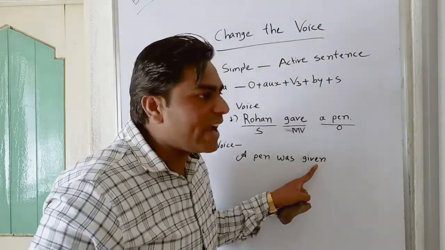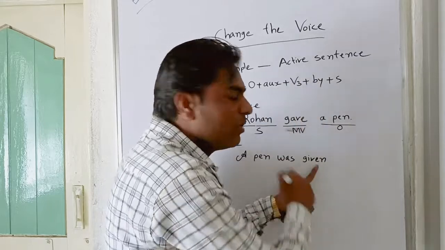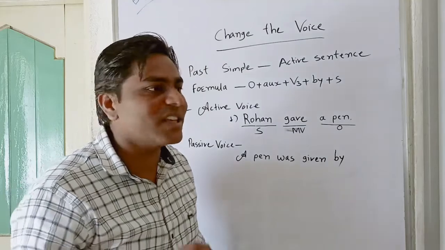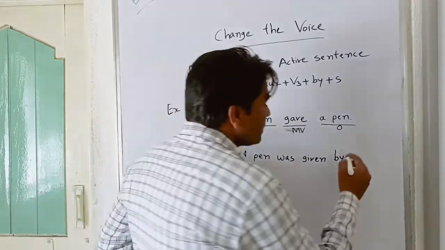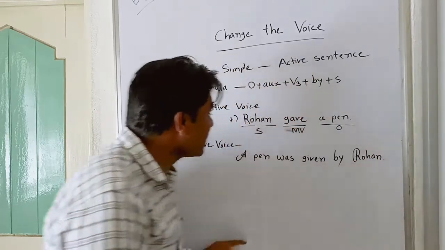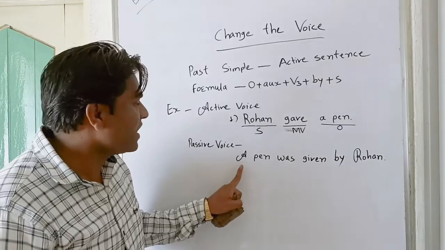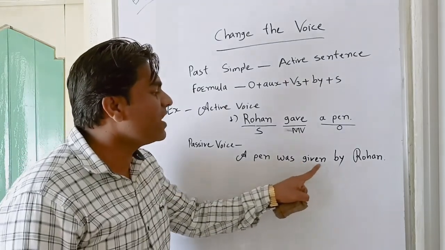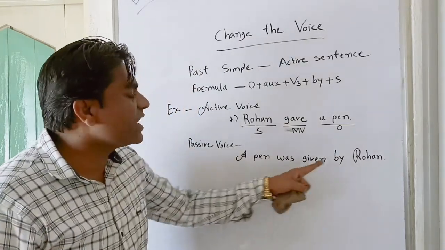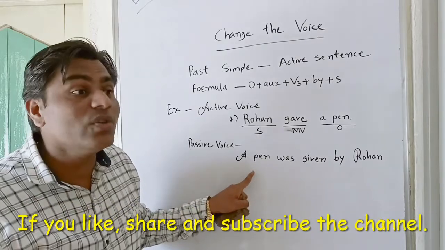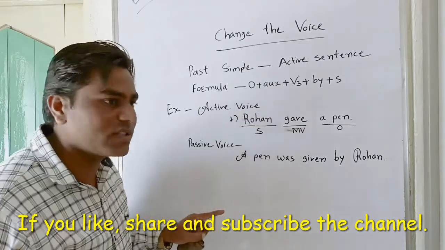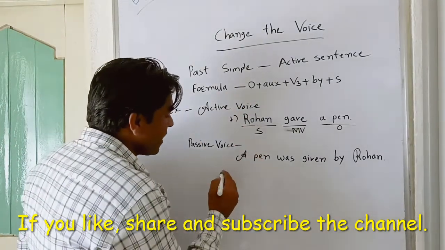Now what do we write then? By, because it is in the formula. Then by, and then we write the subject. The subject is Rohan. Okay. Then the passive sentence is like this: A pen was given by Rohan. Getting? Yes. A pen was given by Rohan. We made this sentence through the formula, which we have written in our notebook and on the board also.